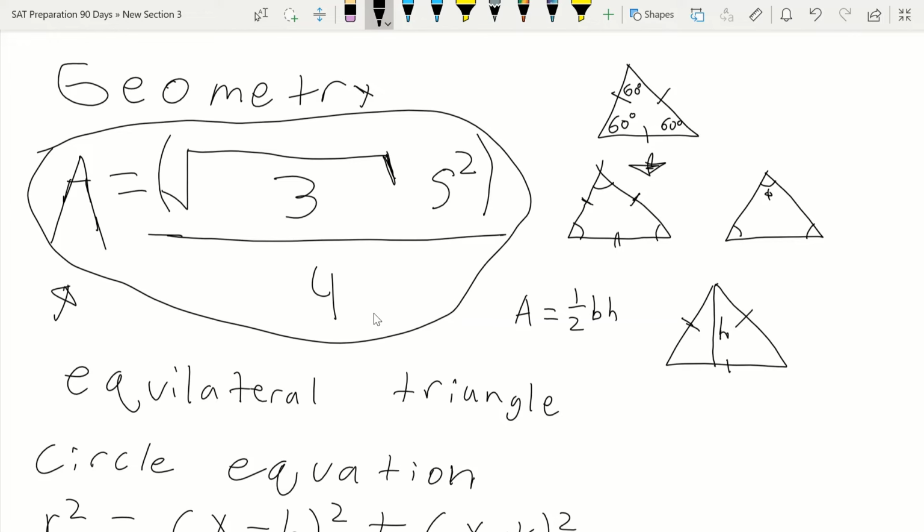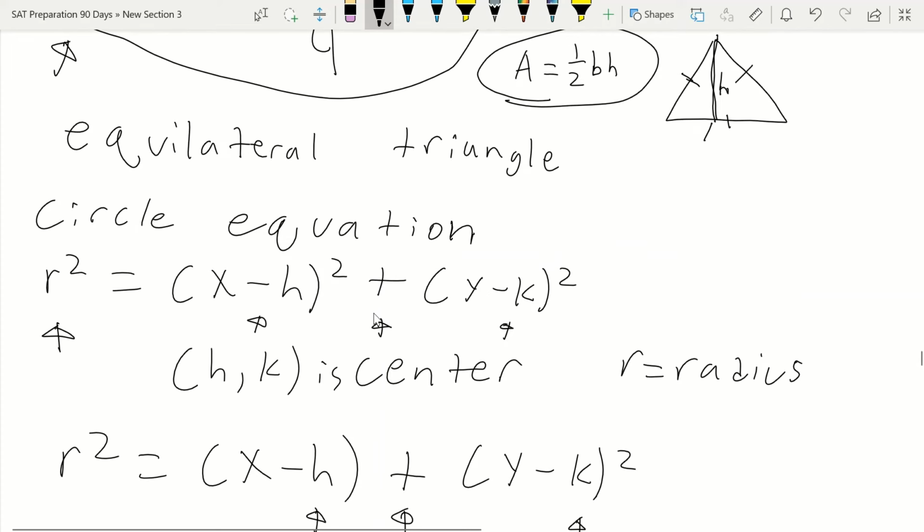If we're talking about a triangle that isn't equilateral, or that doesn't have all 3 sides equal to each other, the area of that triangle is going to be A equals 1/2 b times h, h being this height right here, and b being your base, so base right there.